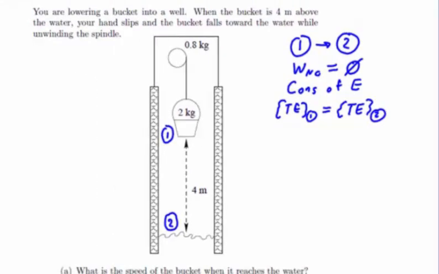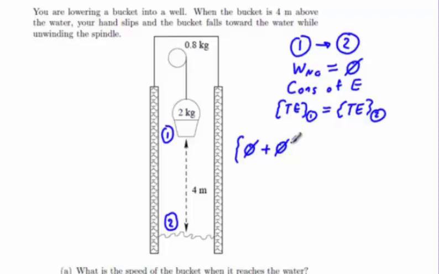To generate the necessary equation, we have to ask ourselves 4 questions at each moment. Let's begin with moment 1. At moment 1, do we have translational kinetic energy? The answer is no, because the bucket is not yet moving. Do we have rotational kinetic energy? The answer is also no, since the spindle is not yet turning.